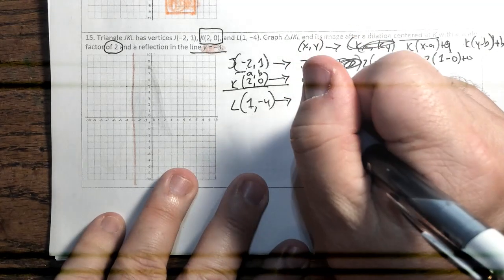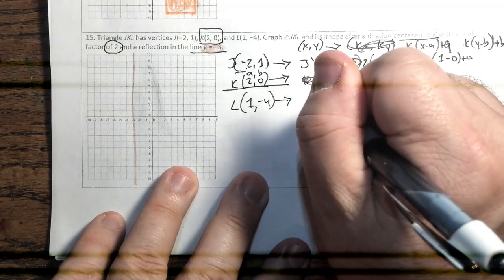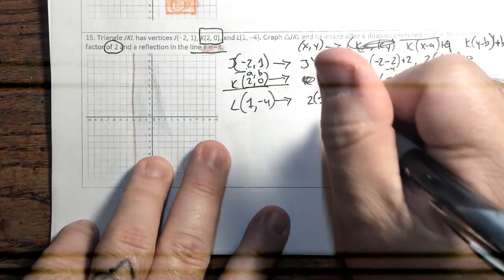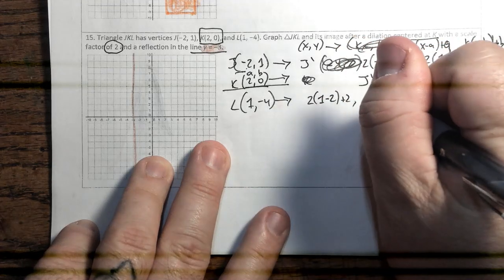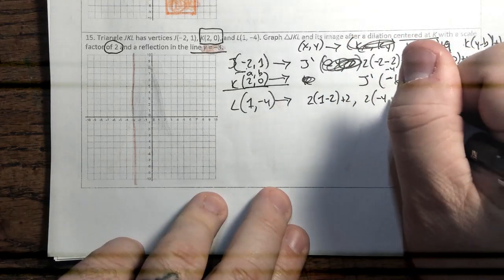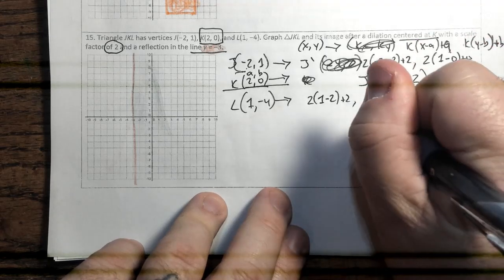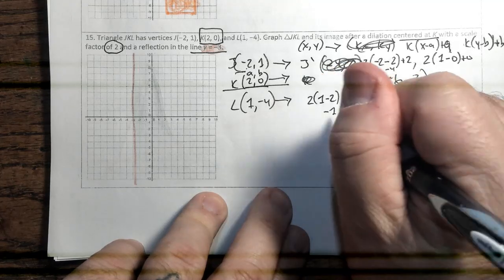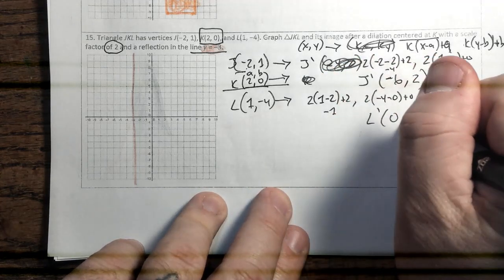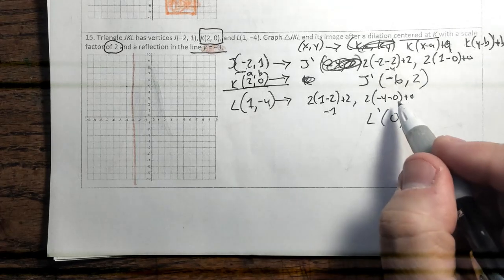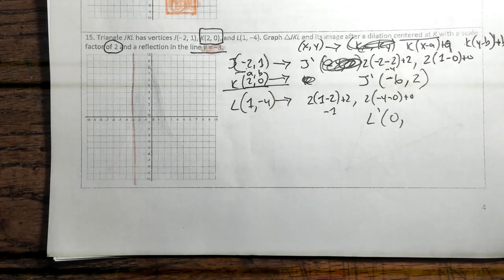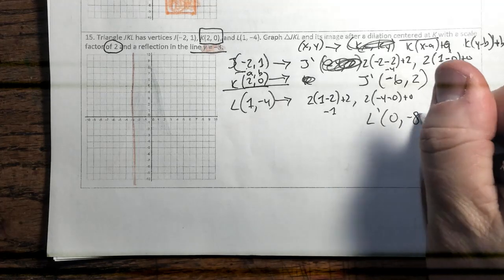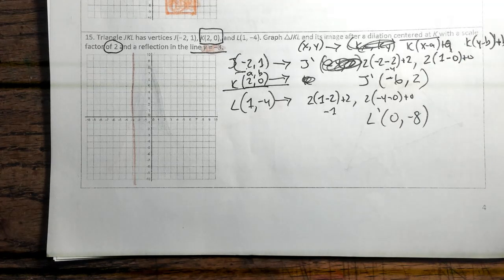So L. So 2 times x is 1 minus a, which was 2, plus 2. 2 times negative 4 minus 0 plus 0. So L prime: 1 minus 2 is negative 1, times 2 is negative 2, plus 2 is 0. Negative 4 minus 0 is still negative 4, plus 0, times 2 is negative 8. Let me see. So yeah, let's see, K.